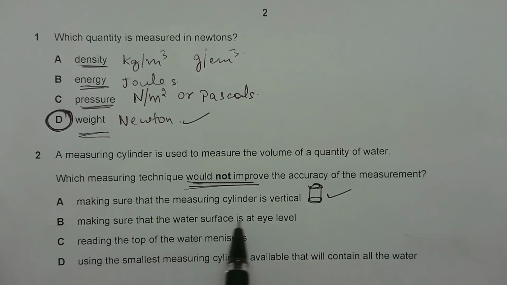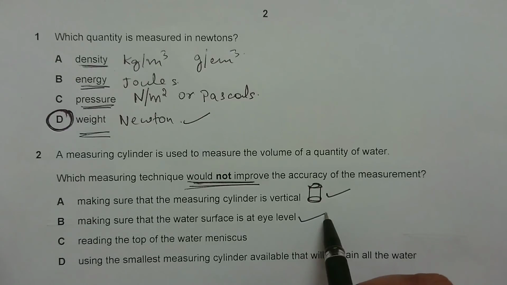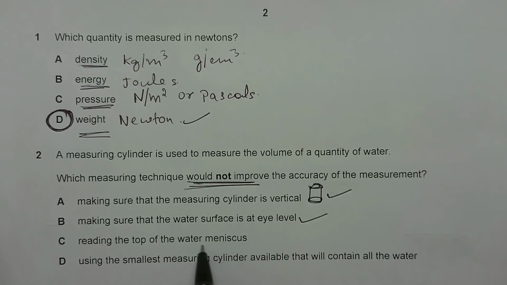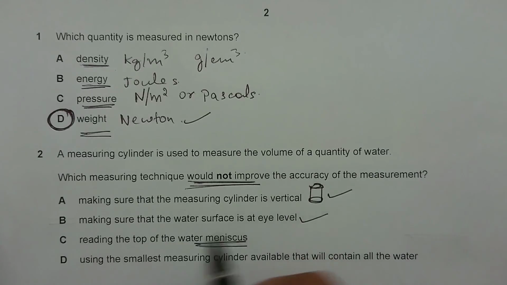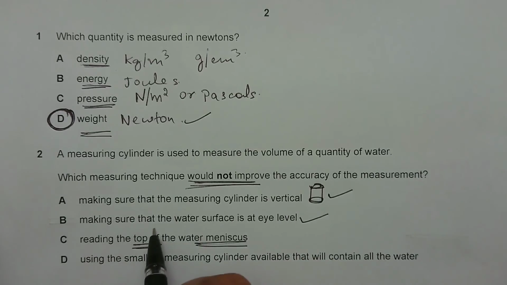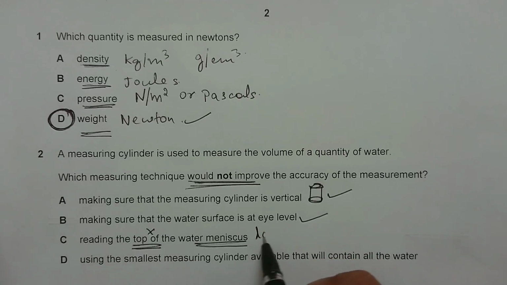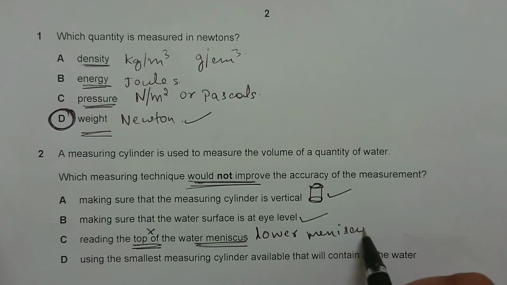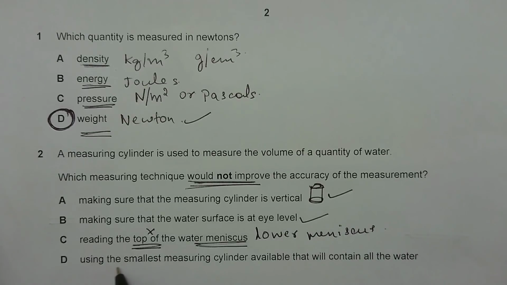Making sure that the water surface is at eye level, this is also correct. We also have to check whether our eye level is at the surface of water. Reading the top of the water meniscus, is it correct? No, we should not read the top. This is the wrong method. Always we have to read the lower meniscus. Okay, this is the correct method. Using the smallest measuring cylinder available that will contain all the water. This is correct. Always we have to use the correct measuring cylinder.